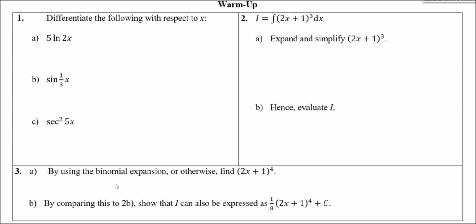Okay, so pause the video now and try these on your own. When you're ready to see the solutions, press play. And hopefully you'll be more or less on the right lines. Okay, well, let's get to it.